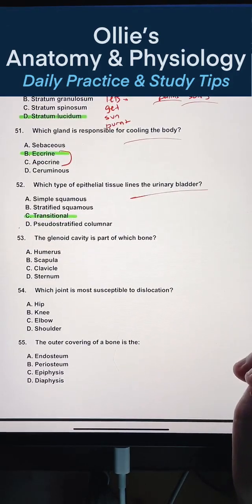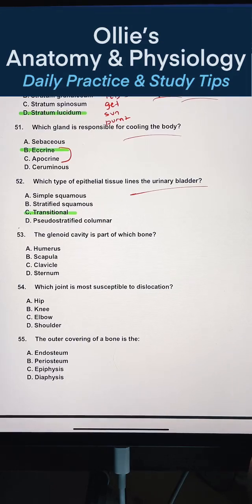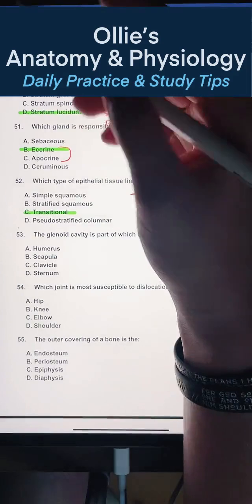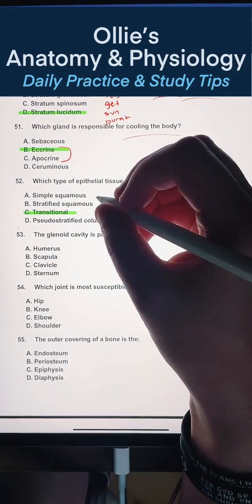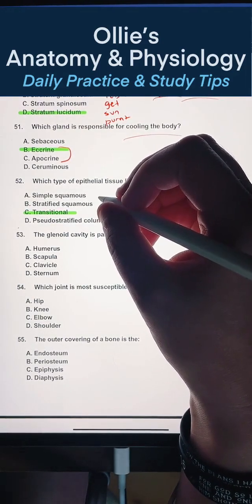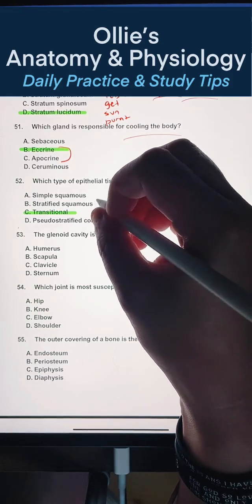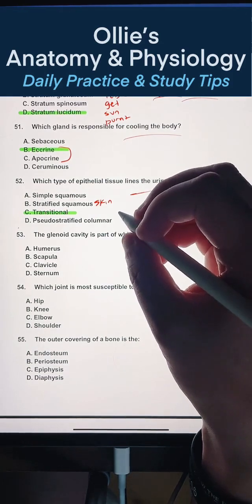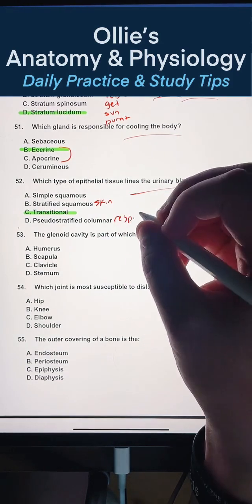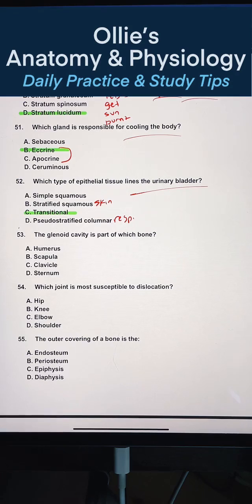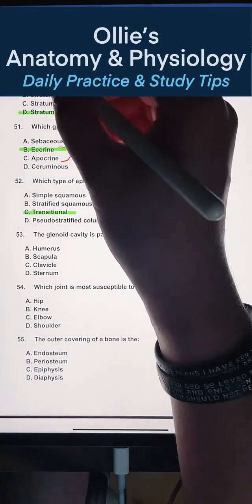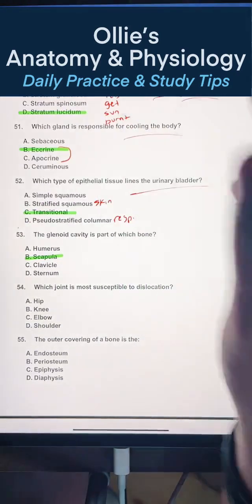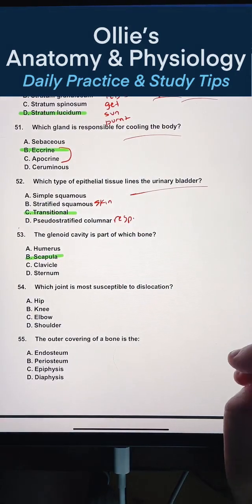Number 53, the glenoid cavity is part of which bone? A, B, C, or D? Remember, just to recap while you're answering, simple squamous is for diffusion, like in your alveoli. Stratified squamous is in your skin. Pseudostratified columnar would be in your respiratory tract. Fantastic, everybody. For number 53, the answer is B. It is your scapula. If you put B, you're absolutely correct.